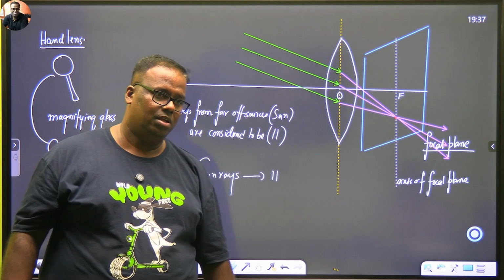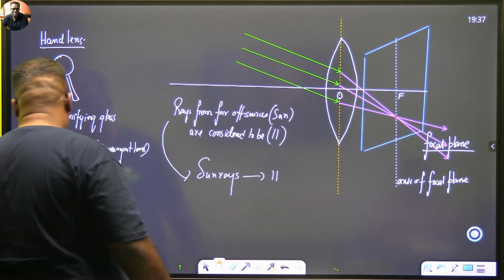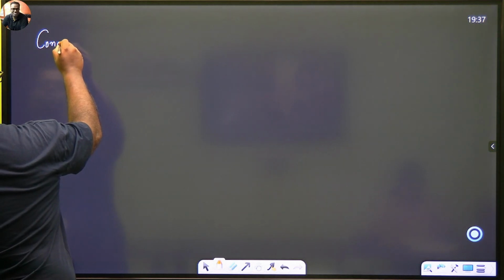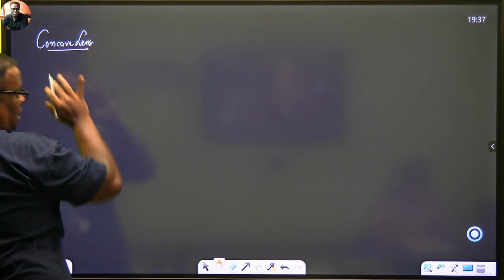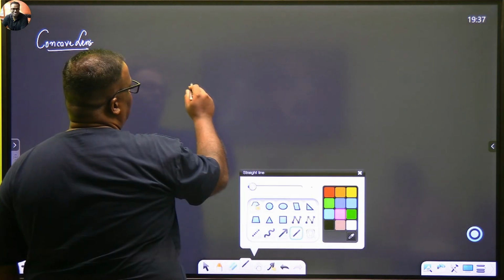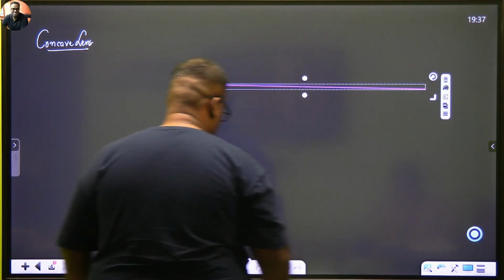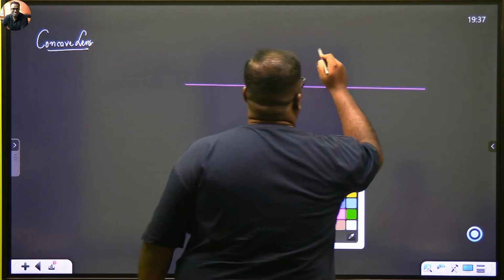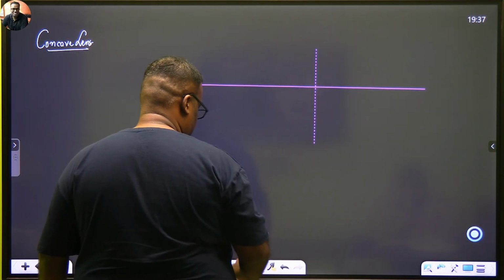Clear? Our next focus goes to the next type of lens, which is known as the divergent lens. Before we begin with the divergent lens, we will first understand what happens in a concave lens. Its story is a little different. So again we will have a principal axis. This is my principal axis, and on this principal axis let us have the axis of our particular lens, and let's start building our lens.